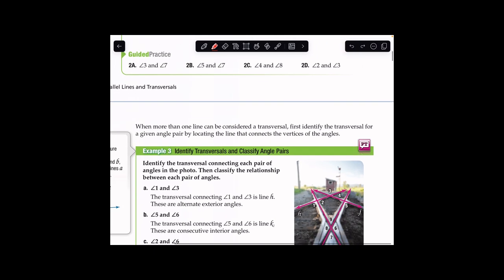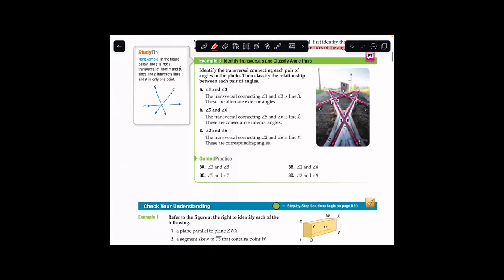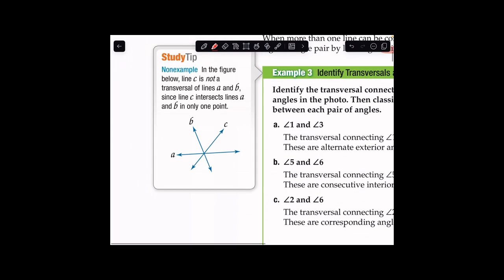Now, when more than one line can be considered a transversal, first identify the transversal for a given angle pair by locating the line that connects the vertices of the angles. That's how you know which one is the relative transversal to the pair. It connects the vertices. Now remember, a transversal must intersect two lines at two different points. So here, line C could not be considered a transversal because it only intersects at one point.